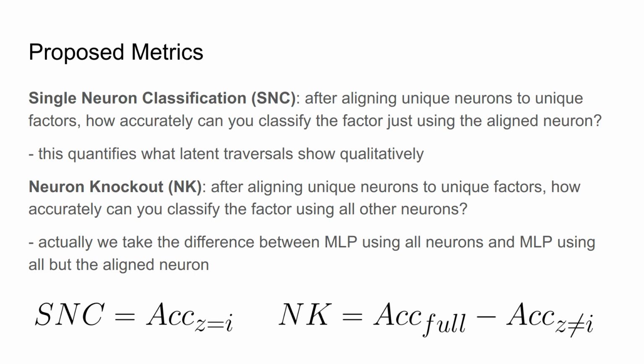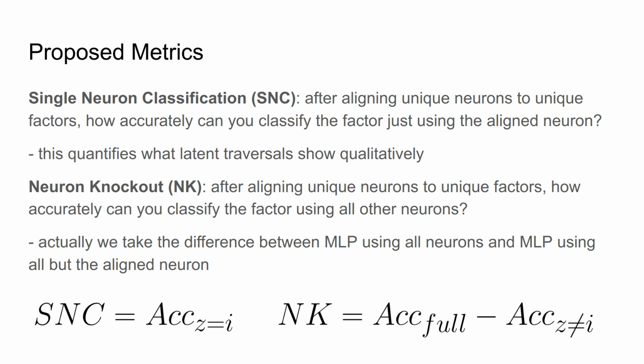What are our proposed metrics? Well, we have two. We have one to measure how well the aligned neuron encodes its factor, and the other to measure how much the other neurons do not encode that factor. The first metric, single neuron classification, aligns all the neurons to factors using the constraint that they have to be independent, they have to be unique. And then it says how accurately can you classify each factor from the neuron that's aligned to it.